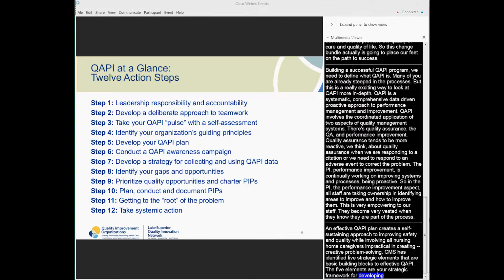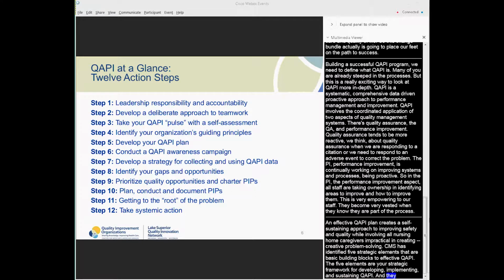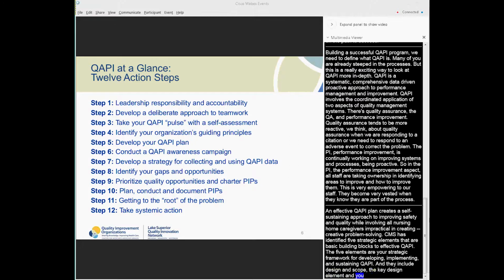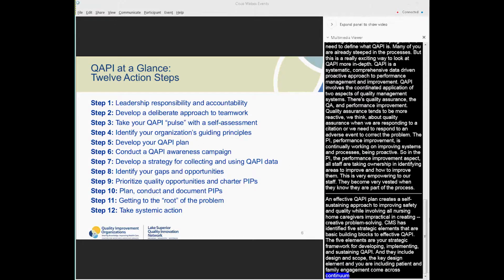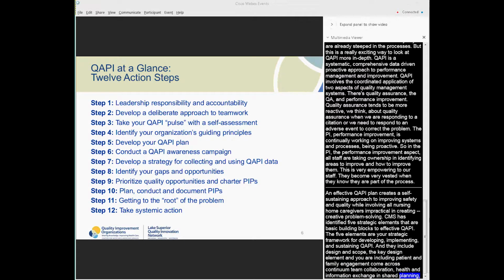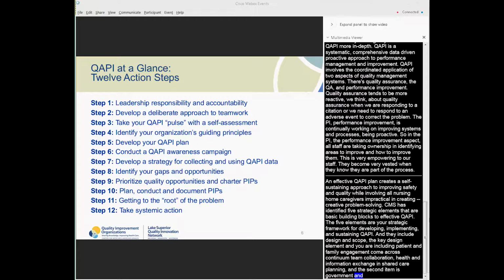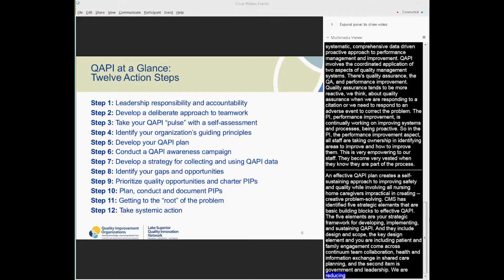design and scope. The first one is the key design element, and you're including patient and family engagement, cross-continuum team collaboration, health and information exchange, and shared care plans. The second item is governance and leadership. Are we reducing readmissions, and is this a strategic priority of the entire team led by the head of the organization? What resources will be available to support the improvement?